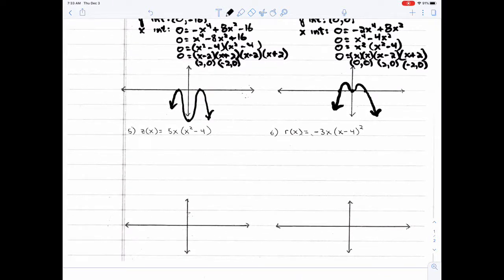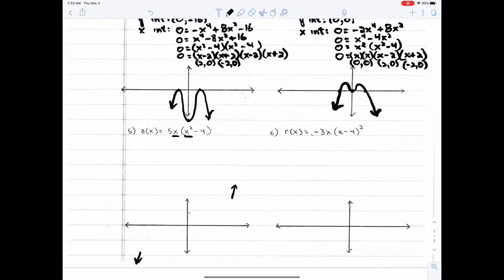Okay. Here, we've got, well, what's the degree here? The degree here is 3 because this is x squared and this is x. If I multiplied all that out, I'd have x to the third power. So it's a positive leading coefficient. In other words, the leading term here is 5x cubed. It's positive, so it goes up on the right. It's cubed, so it's going to go down on the left.